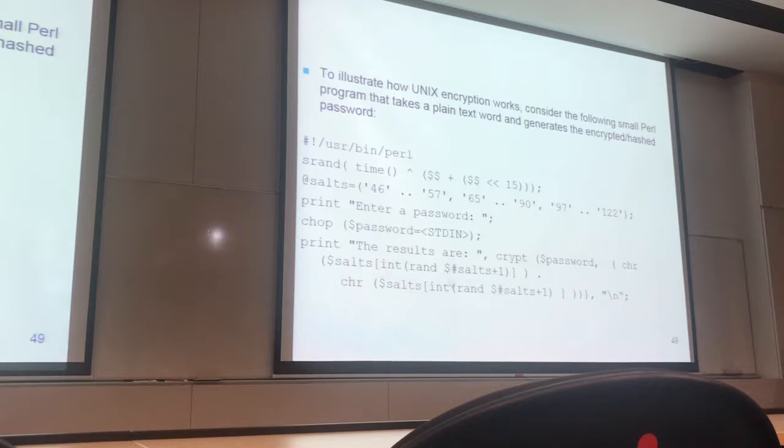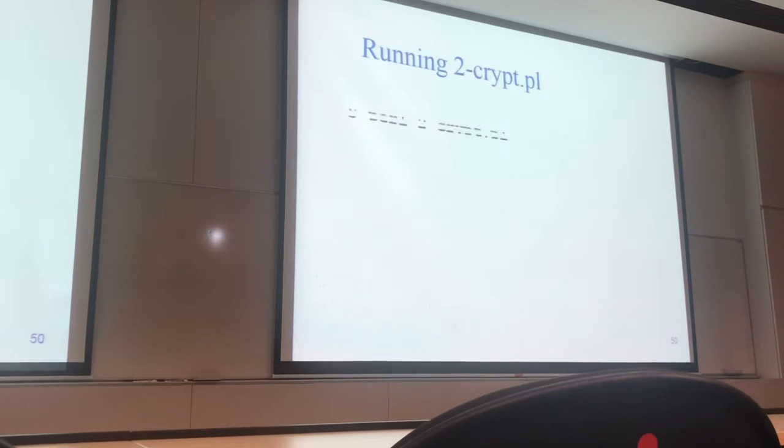So you choose one random item from this array, and you concatenate. This dot is concatenation. You concatenate with another random item chosen from this array. Then you hash the password with these two randomly chosen elements from the array. So this is a simple program to illustrate how hashing and salting can be achieved.